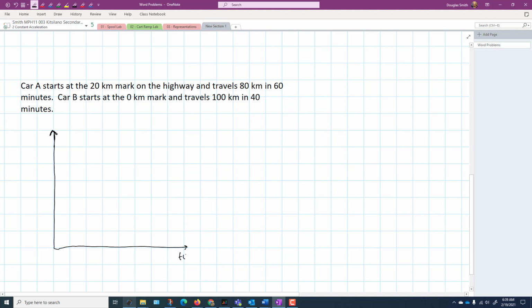So this is going to be time and... Okay, what units are we going to use here? Minutes? I feel like we should use hours. We could do kilometers per minute. Yeah, well, let's do kilometers per minute for now, and then we convert some numbers later on. This is position in... We're going to use kilometers.